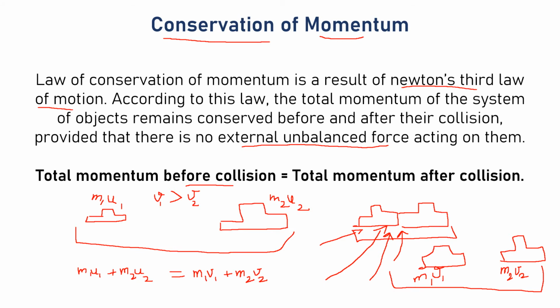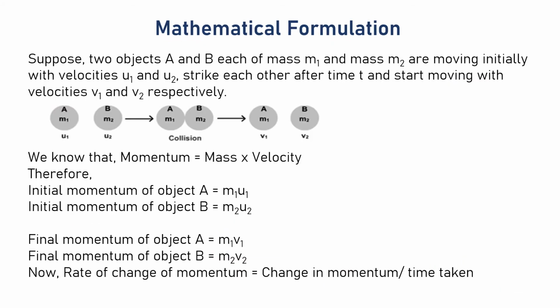Okay, now let's do the mathematical formulation of this law of conservation of momentum. Okay, children, suppose there are two objects A and B, of mass m1 and m2. Here m1 and m2 are the masses of the objects, right? Now the initial velocity of m1 is u1, and the initial velocity of m2 is u2, right?